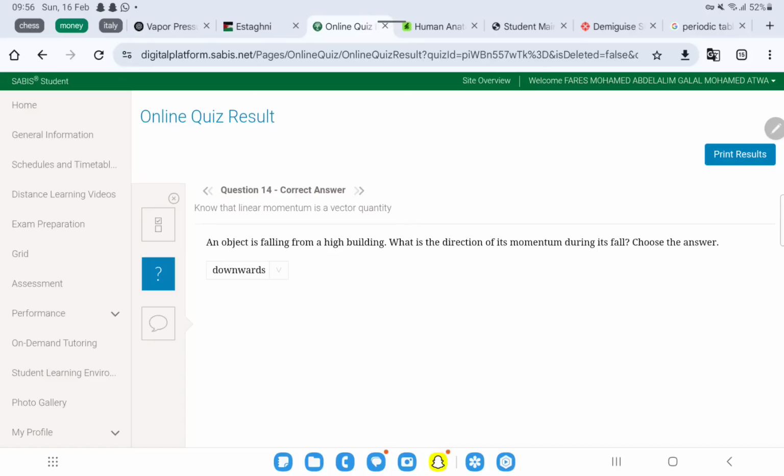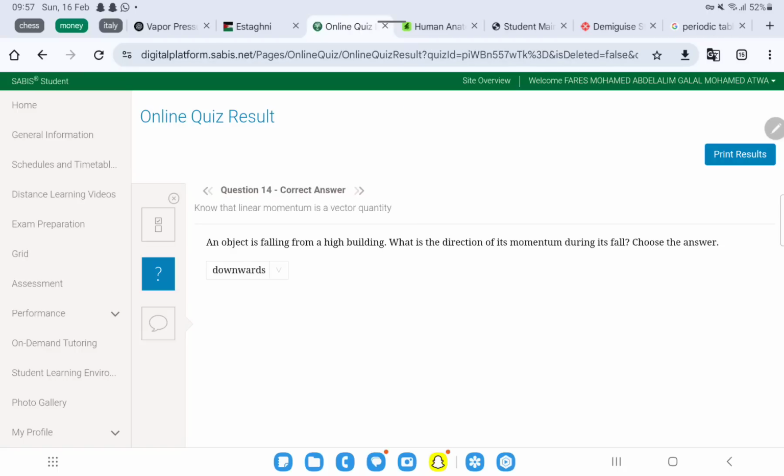An object is falling from a high building. What is the direction of the momentum during its fall? If it's falling from a high building, it's going downwards, so of course the direction is down. It's just common sense. If you don't know this, you might be cooked.